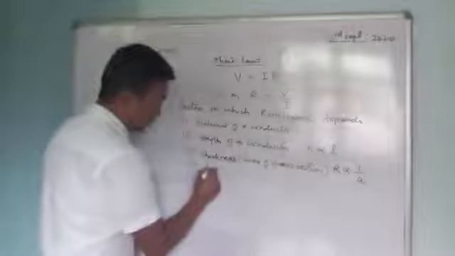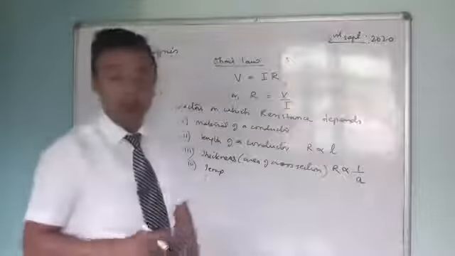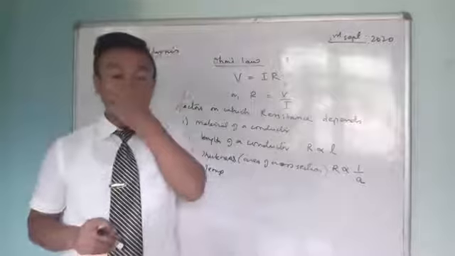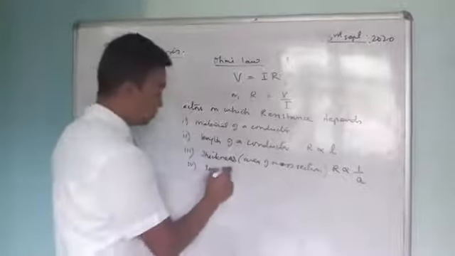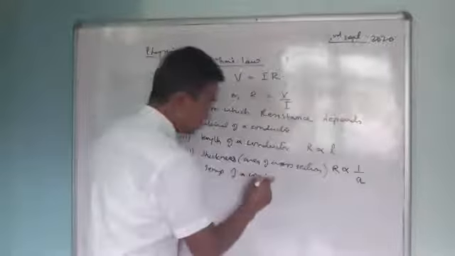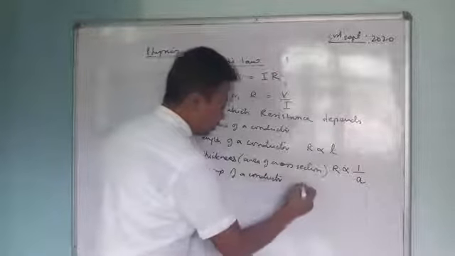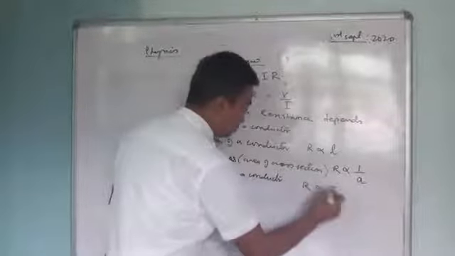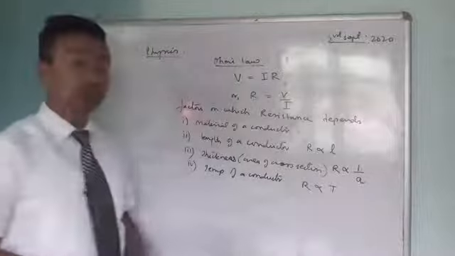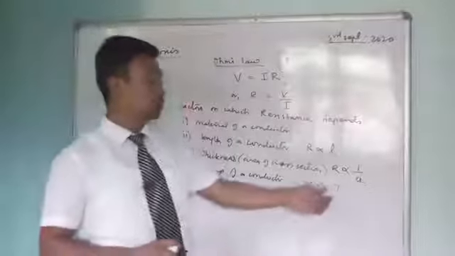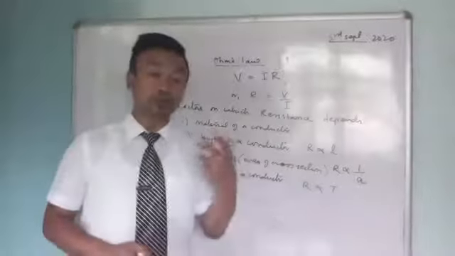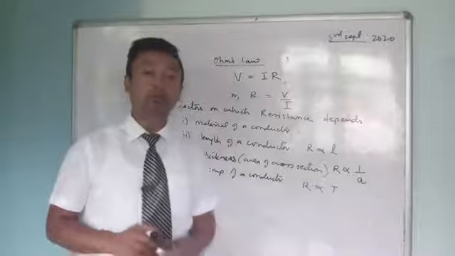Alright. Then the fourth and last factor is the temperature. The resistance depends upon the temperature of the conductor. Here the resistance of a conductor is directly proportional to the temperature. That means if the temperature is more, the resistance will be more.